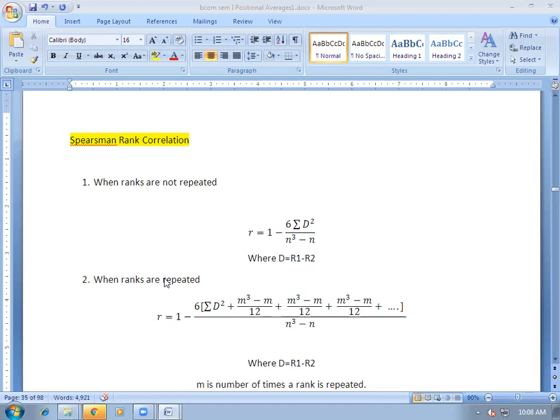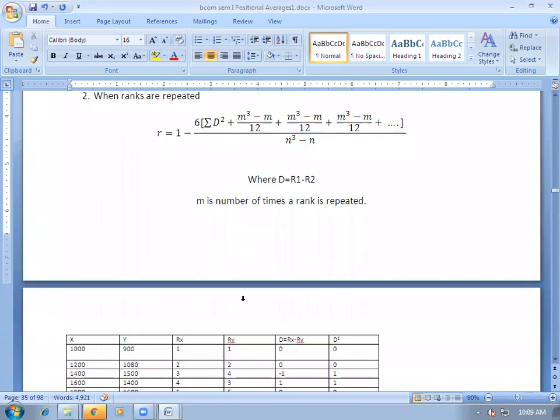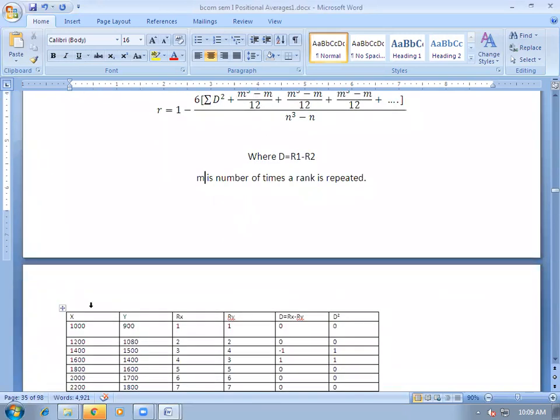The second one is when ranks are repeated. We apply this formula for measurement of the coefficient of correlation: 1 minus 6, and all this is in bracket, sigma d square plus m cube minus m over 12 plus m cube minus m over 12 plus so on, over n cube minus n. This factor m is added, and what is this m? It is the number of times the rank is repeated. We solve it by taking this numerical example.